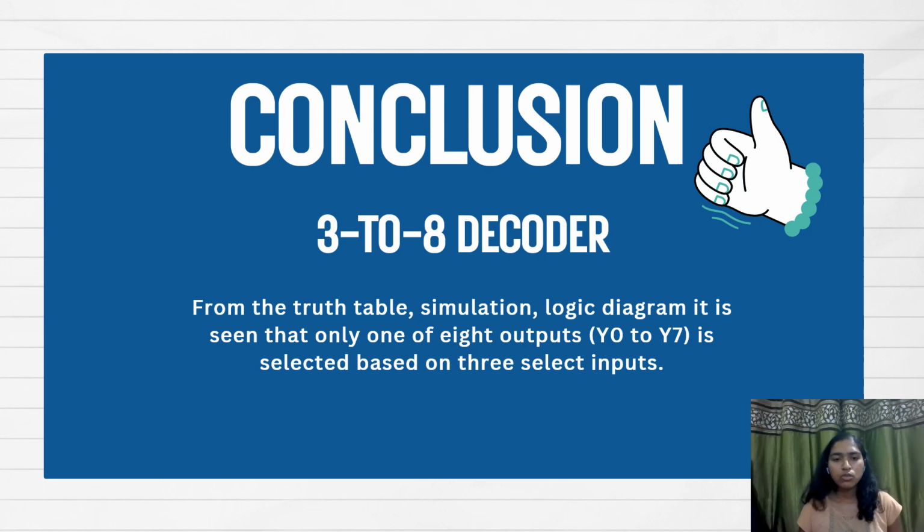So I would like to conclude this now. From the previous truth table, simulation, and logic diagram, it is clear to all that only one of the 8 outputs from Y0 to Y7 will be selected on the basis of 3 select inputs.